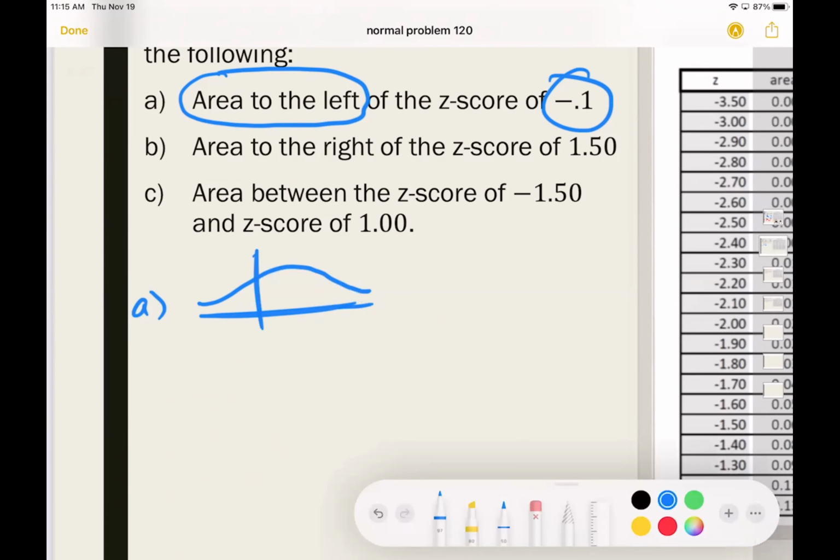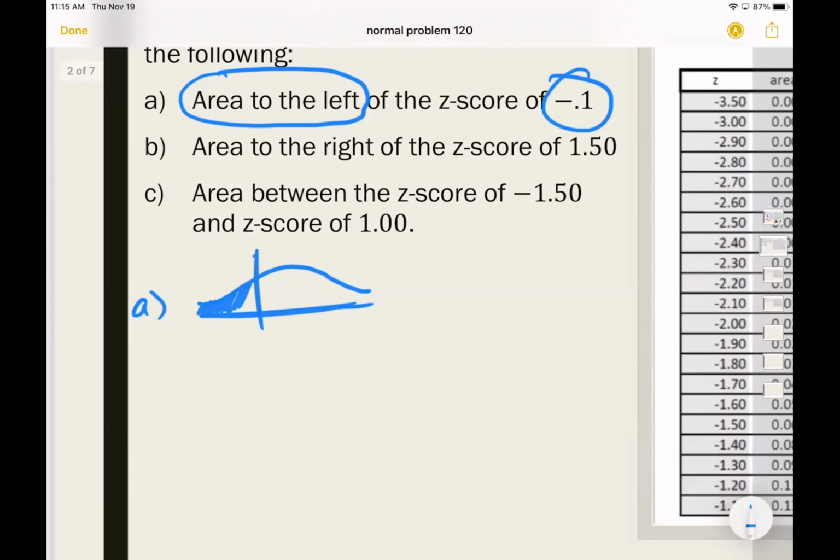And as you can see, that's why you need to sketch. I did not do that on purpose, but this is why you need to sketch. Because we're looking for the area to the left, we know that we need to shade it to the left. That's the idea I want to point out: you sketch so that it gives you the idea of what area we're looking for. The area we're looking for is the area to the left, and that's why we shaded to the left. And this is the z-score of -0.1.